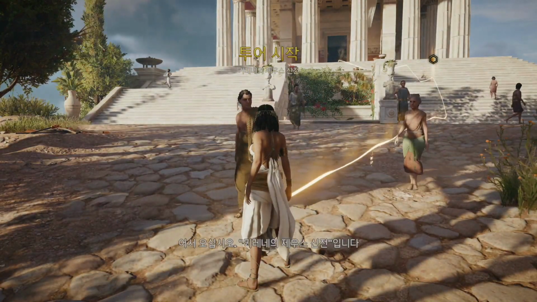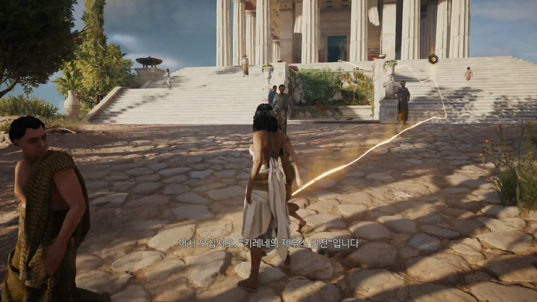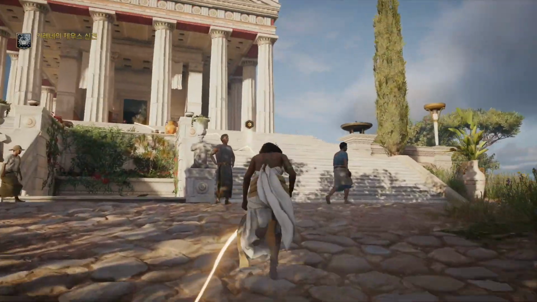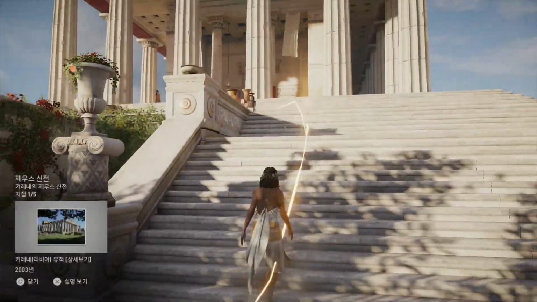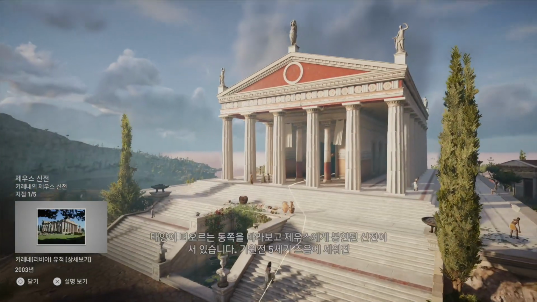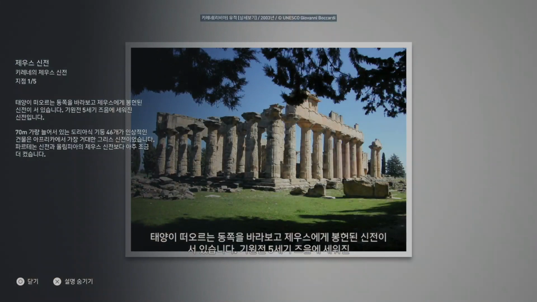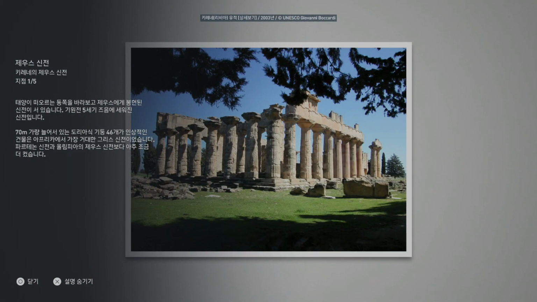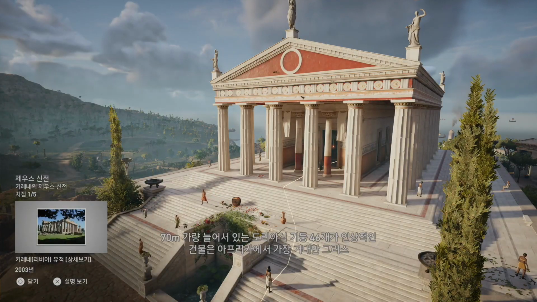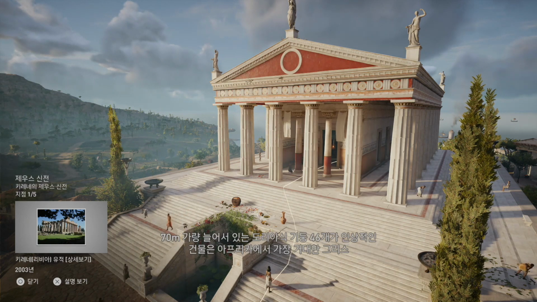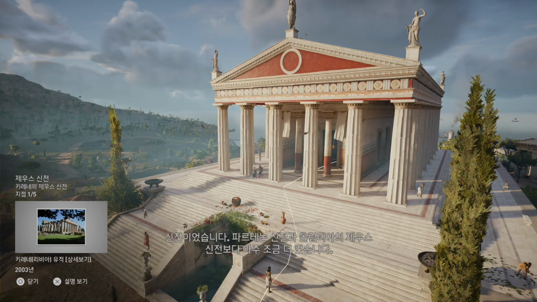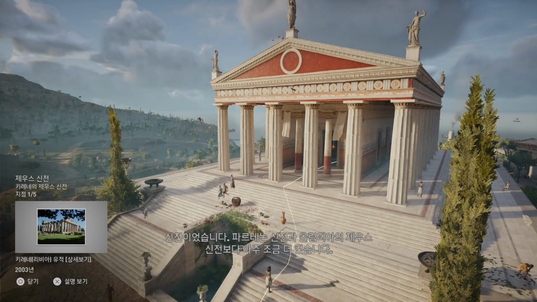Welcome to the Temple of Zeus in Cyrene. Facing east towards the rising sun stands the temple dedicated to the cult of Zeus. It was built sometime in the 5th century BCE. 70 meters long with 46 Doric-style columns, the imposing structure was the largest Greek temple erected in Africa. It was only slightly larger than the Parthenon and the Temple of Zeus in Olympia.